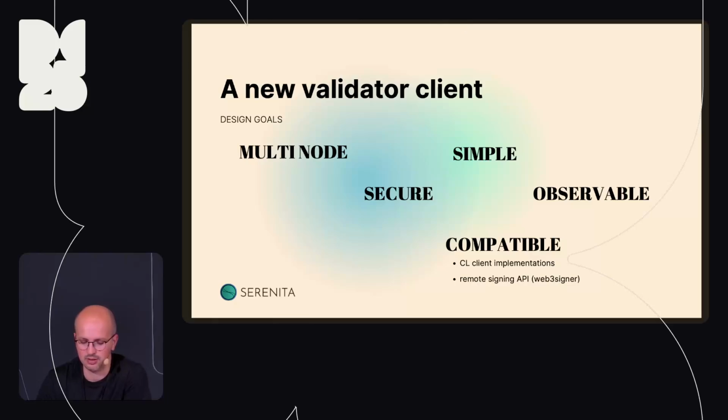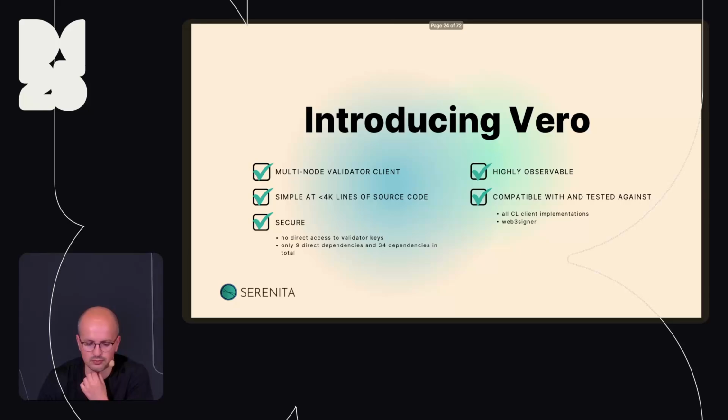I also wanted it to be compatible with all client implementations, and one important thing for me was making it compatible with Web3Signer, which makes it then much more compatible with the rest of the ecosystem. So that's how we came up with Vero. It has succeeded in terms of all of these design goals. It's a multi-node validator client. It's simple. It has less than 4,000 lines of source code. It's secure. It never touches validator keys directly. It's highly observable, and it's compatible with all the client implementations as well as Web3Signer.